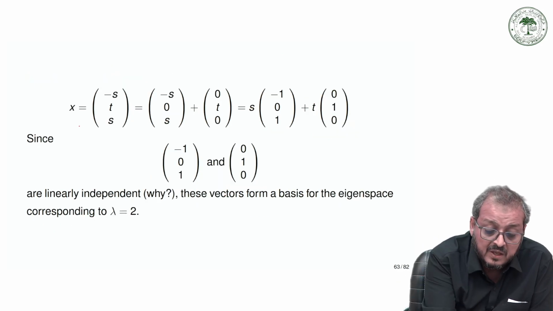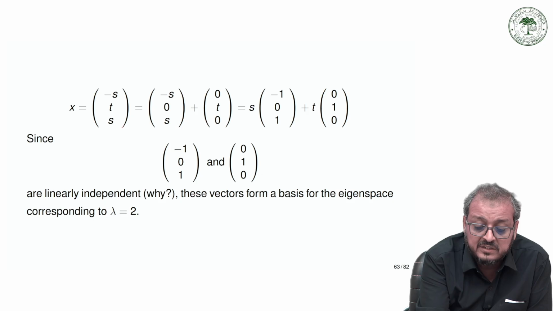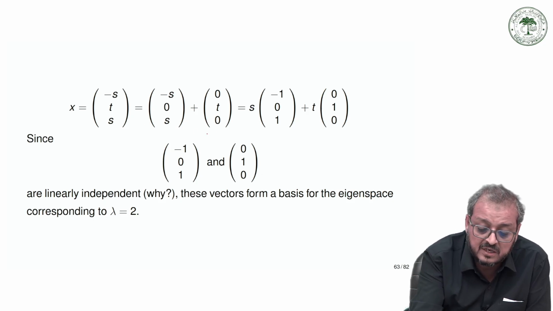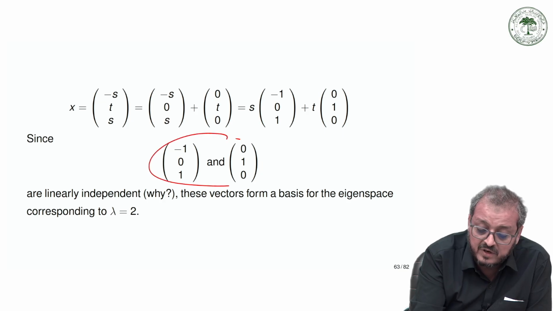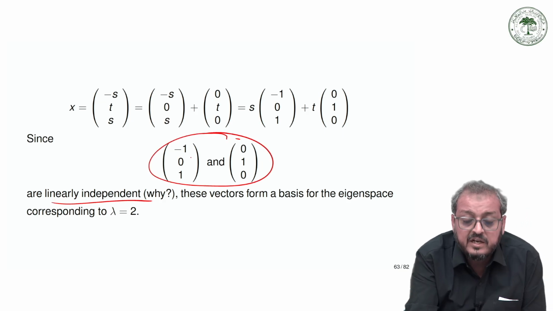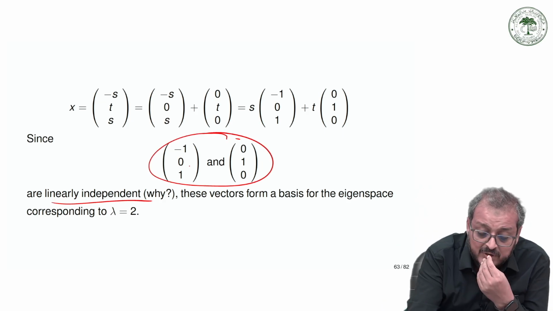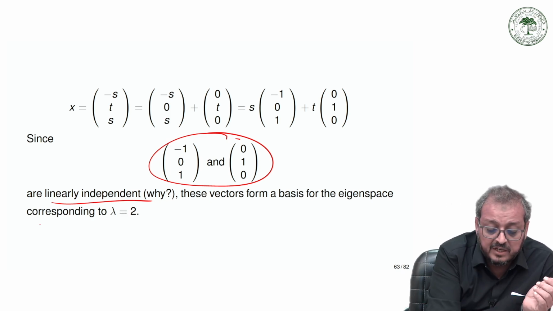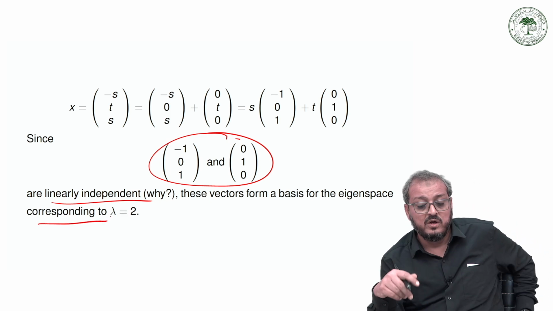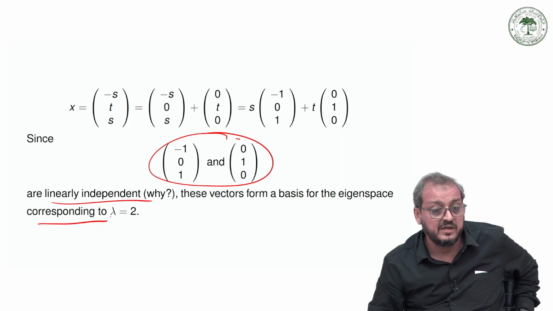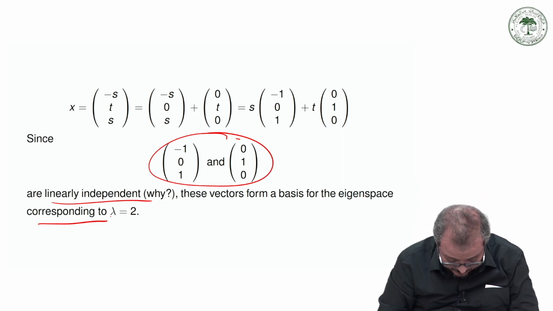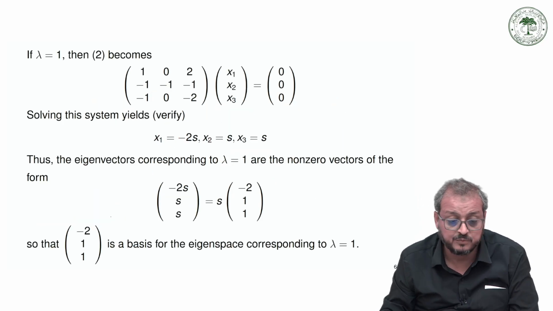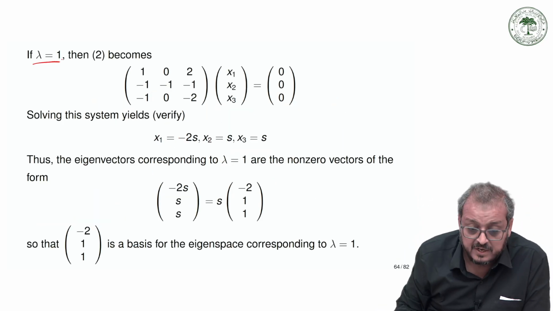We can say that x is (minus s, t, s), and this can be written as s times (minus 1, 0, 1) plus t times (0, 1, 0). These are the eigenvectors, and they are linearly independent. Clearly you can check, none of them is a scalar multiple of the other. So these vectors form a basis of the eigenspace for lambda equal to 2.